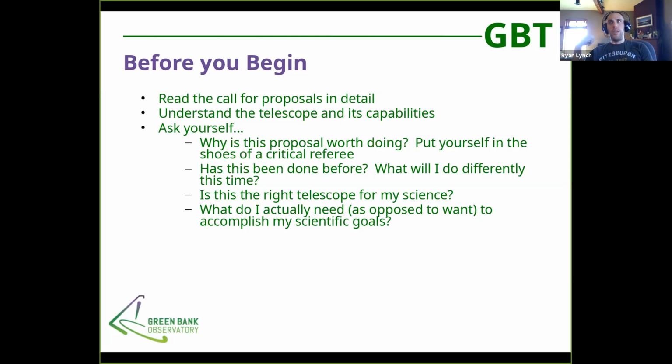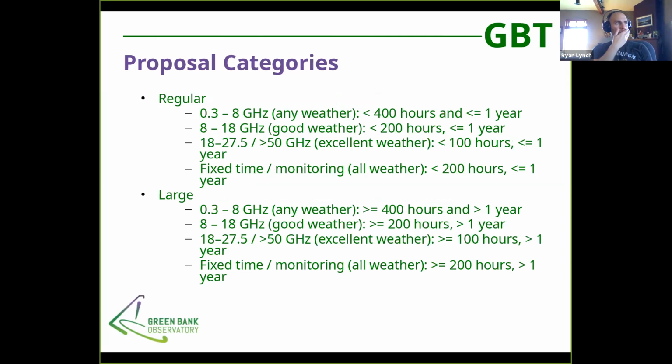You don't want to go in asking for more time than you really need. We will check sensitivity calculations and we will flag proposals that are asking for more time than they need to meet their scientific goals. In the TAC, the Time Allocation Committee can go in and adjust the time request if they feel that's necessary. You don't want to sell yourself short, but you also want to make yourself competitive, and part of that is not requesting more resources than are necessary.